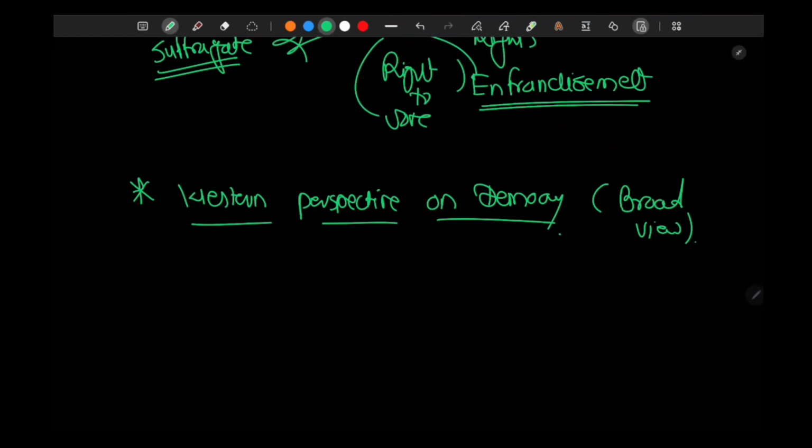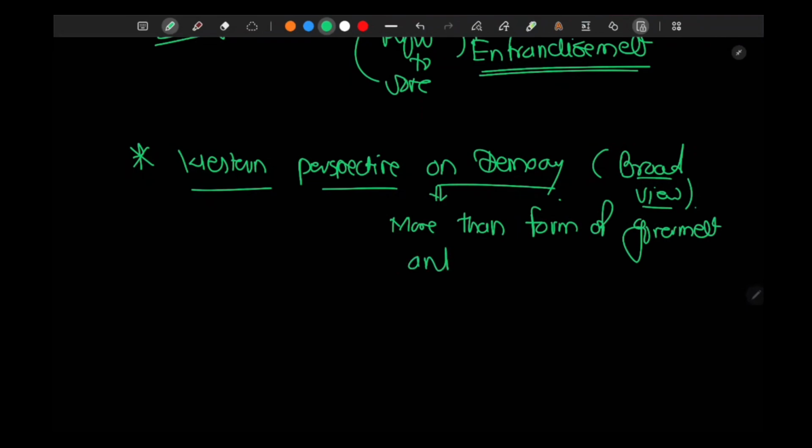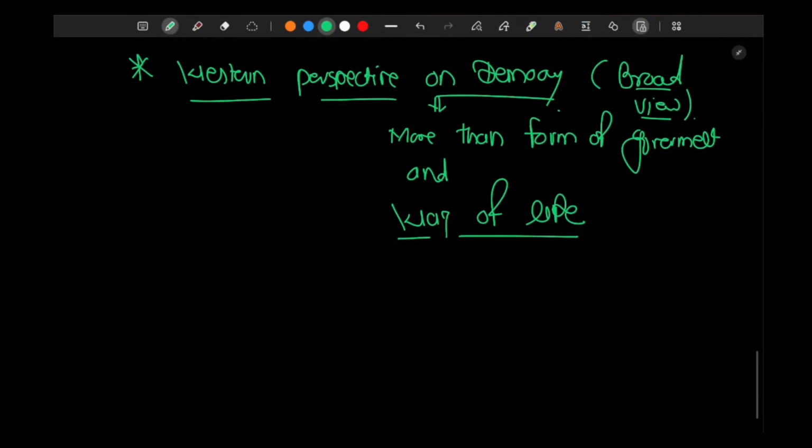Western perspective on democracy is that it is a broad view. It sees democracy as more than a form of government. It sees democracy as a way of life. It is their comprehensive doctrine, because the Western view on life itself is quite broad. They have autonomy of self. They have the dignity principle among them. There is the Kantian point of view, there is the Rawlsian point of view. They see democracy as a way of life.